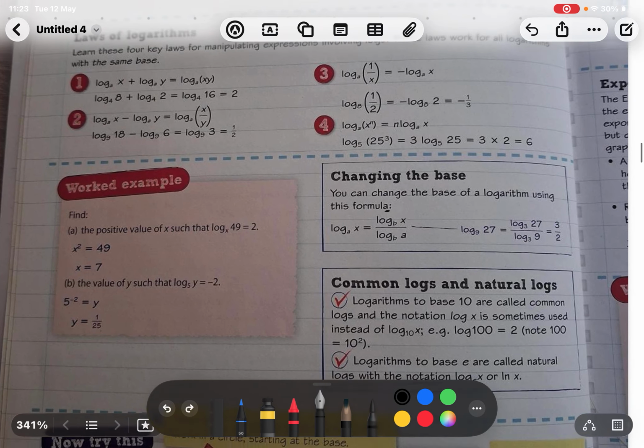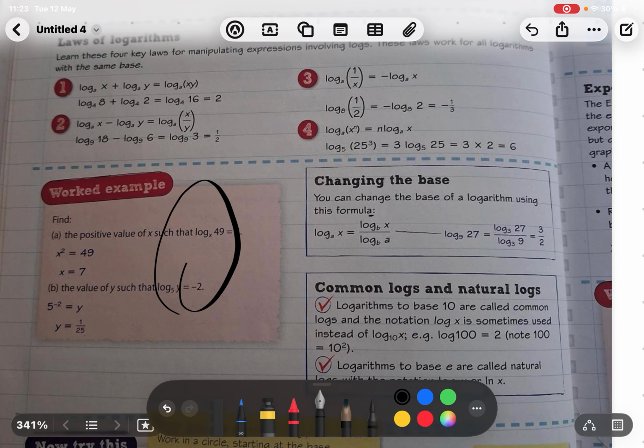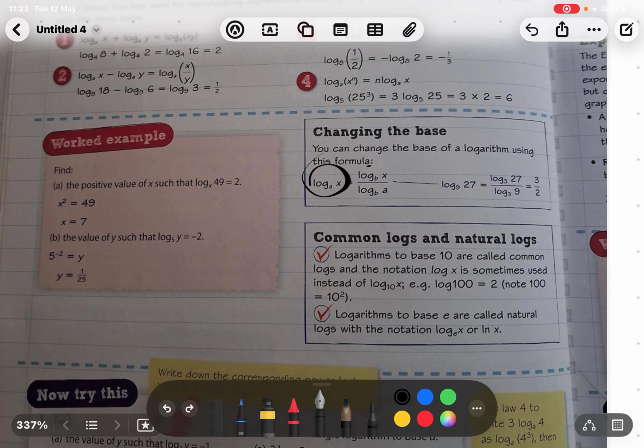So let's just go through this and then go to the working example. Changing the base: you can change the base of the logarithm using this formula. So let's say we have this, we are able to make this. Okay, so here's the example. At the start we have this, then we get this, and we get this.